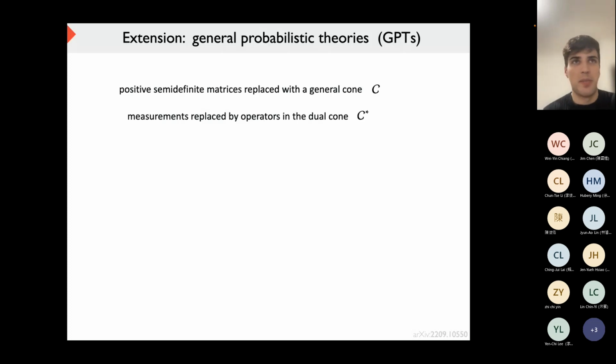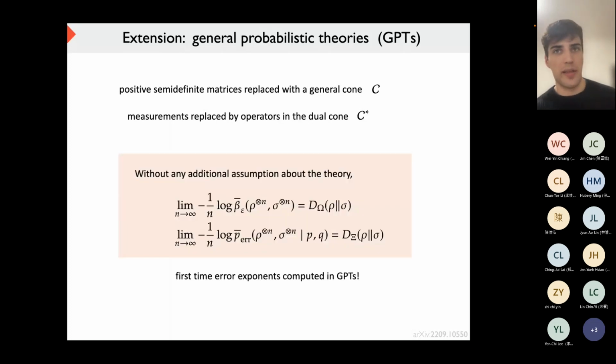And mathematically, what happens is that positive semi-definite matrices, or quantum states, the cone of quantum states, is replaced with a general convex cone C. So we have some cone, we don't know anything about it pretty much. The measurements are operators in the dual cone of this cone, and I'm obviously simplifying here, but with the choice of a cone, essentially we can define a GPT. And for GPTs, for hypothesis testing, not much is known, and exponents have not been computed in general. But what we can show is that all of the results I mentioned about quantum states hold the same in GPTs. Without any additional assumptions about the GPT, we don't have to constrain ourselves to any subset of GPTs. We recover the same results. We can recover the same exponents.